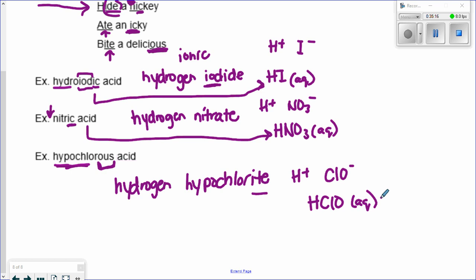So that's writing formulas of acids. For naming and formulas, there is a worksheet for you guys to work on.